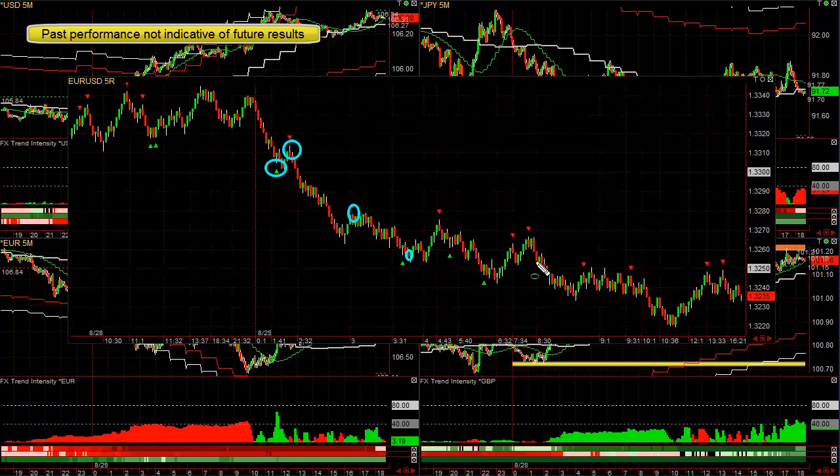This one worked. This one worked. This one worked. This one you would have probably broke even. That one worked. That one worked. And these are basically tons of different signals. There's over 65 of them now.